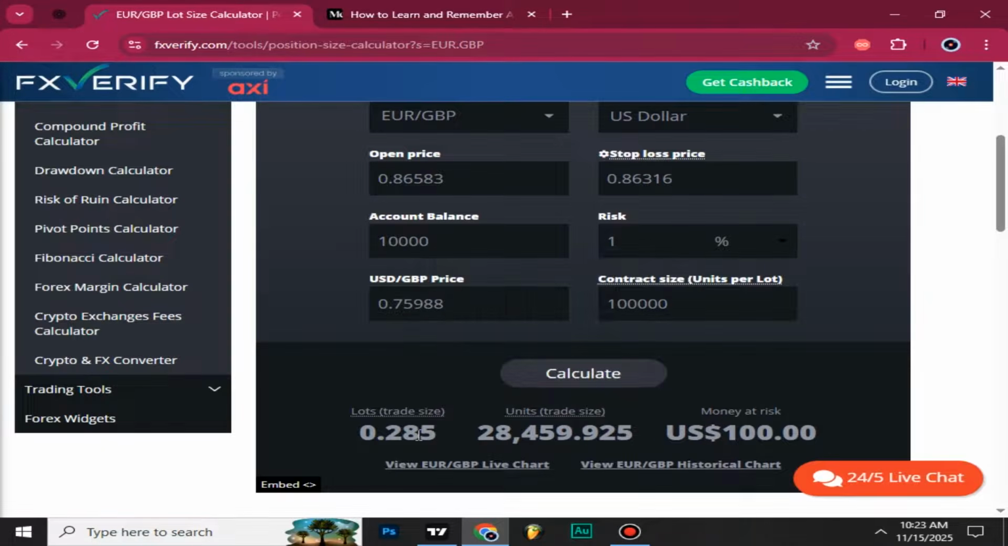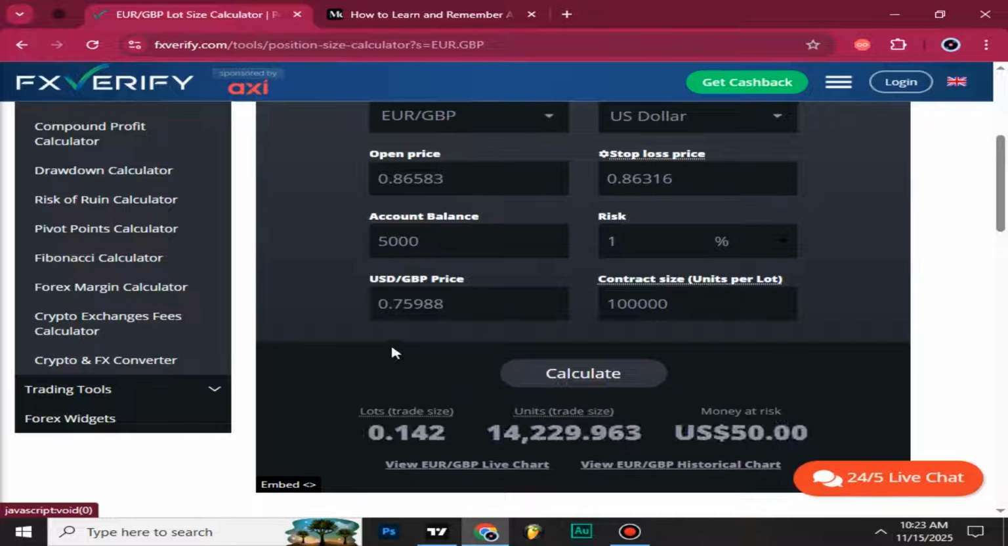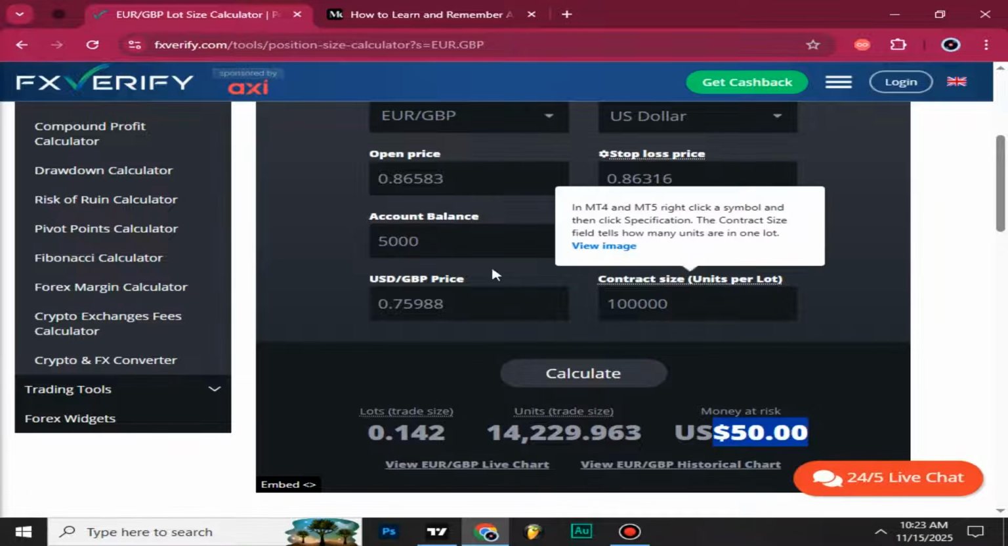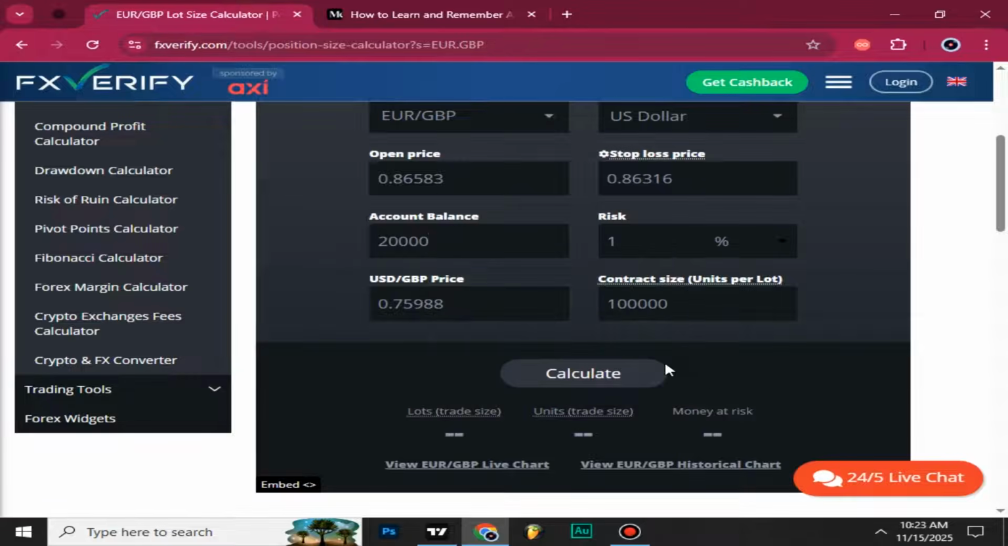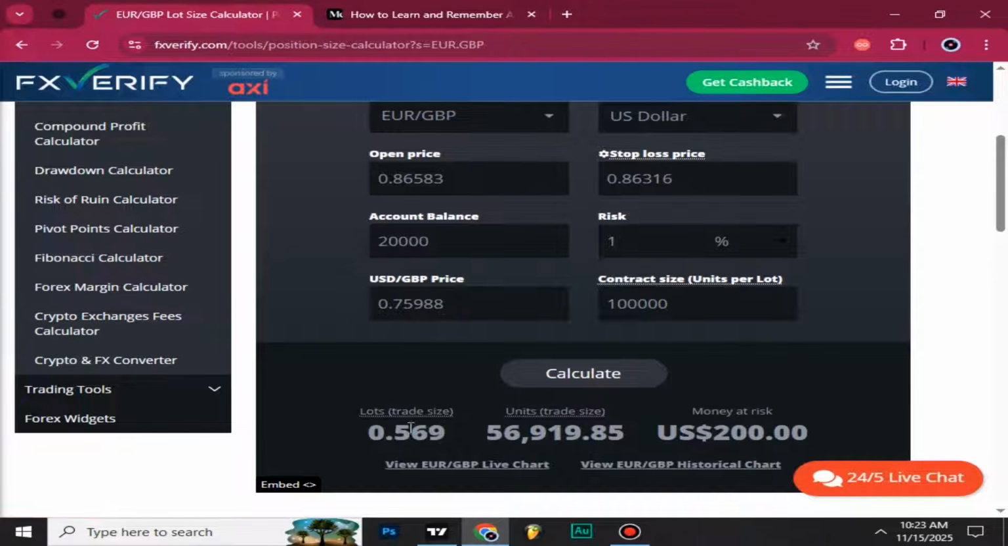I'm supposed to use 0.285 on that trade, and I'm going to risk 100 USD, right? So let's say I have a 5,000 USD account. I hit calculate. Onto that trade, I'm supposed to use 0.14. I'm going to risk $50, right? Now let's say I have a 20k account, 20,000. I'm supposed to use 0.56, that's to risk 200 USD.